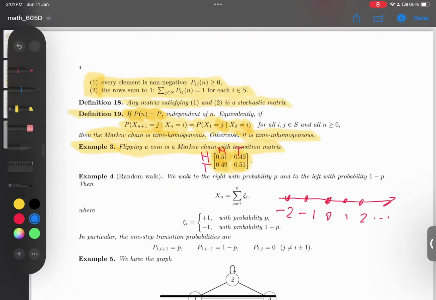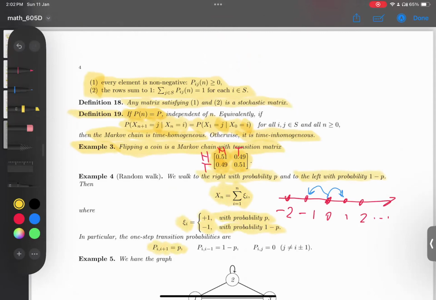And what we're going to start to do is to jump either to the left or to the right. We're going to jump to the right with probability p and to the left with probability 1 minus p. Then our random variable is going to be the sum of the jumps ci, where we add 1 if we jump to the right with probability p and -1 to the left with probability 1 minus p. And our one-step transition probabilities are going to be this one, exactly.